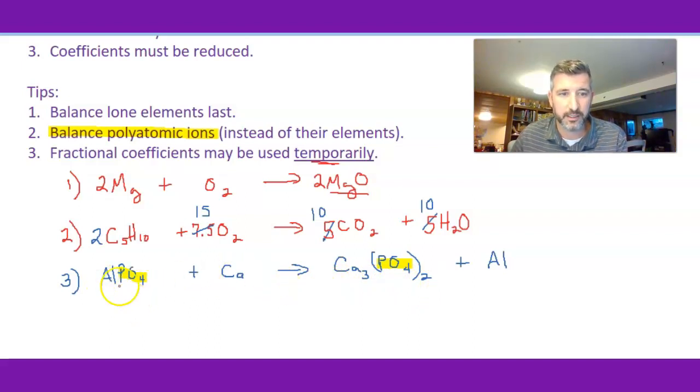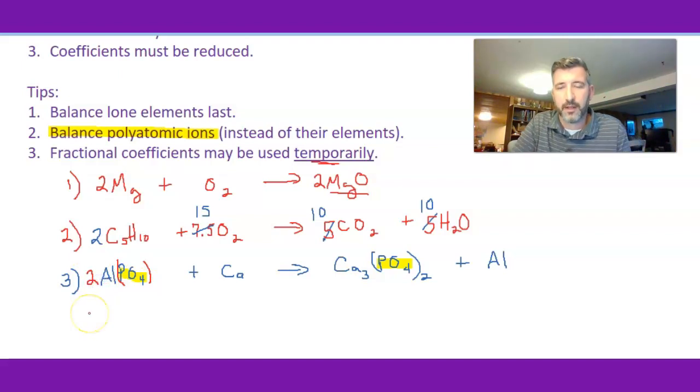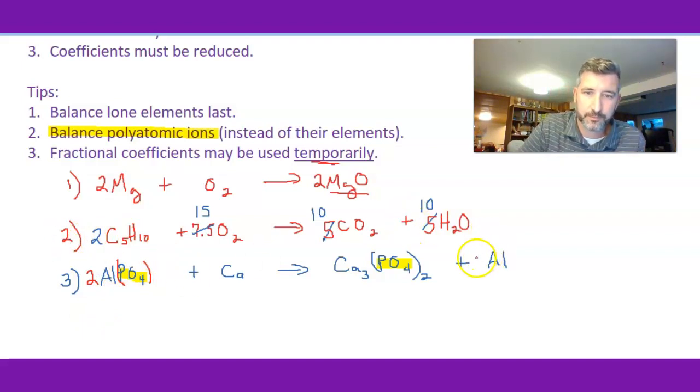And it looks like I currently do not. I only have 1 PO4, right? You can kind of imagine parentheses around this PO4, but there's nothing outside of the parentheses, so there's only 1 of them. I'm going to go ahead and have to put a 2 out in front to balance my phosphates. So that also gives me 2 aluminums. So I'm going to come over here and put a 2 there.